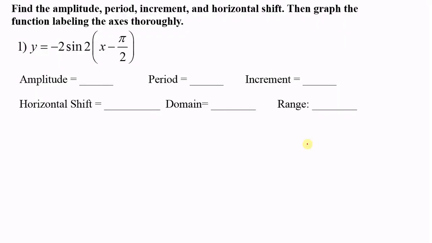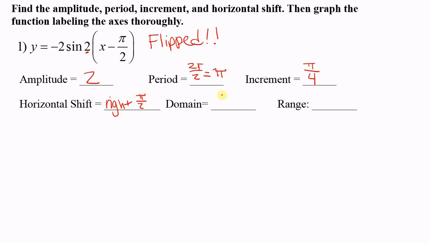So let's actually try this out. My amplitude is, oh wait, I got a negative. So remember, we're going to make a little note, flipped. Okay, my amplitude is going to be 2. My period, 2 pi divided by 2, because that's my B, I get pi. My increment is going to be pi over 4. Now, my horizontal shift, I have negative pi over 2, so that's going to be right pi over 2. Domain is all reals again.